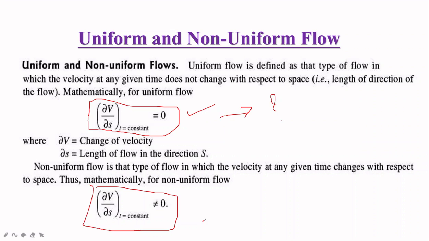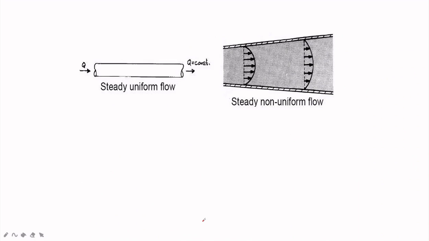Okay, so this was about uniform and non-uniform flow. So steady uniform flow, see this cross section. Okay, so discharge Q means discharge, it's constant, so steady uniform flow.